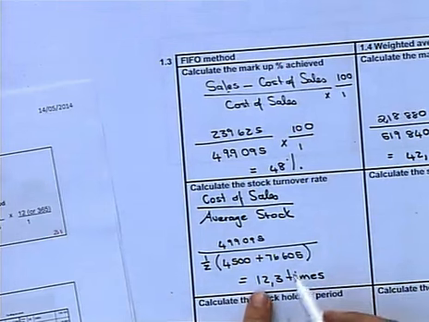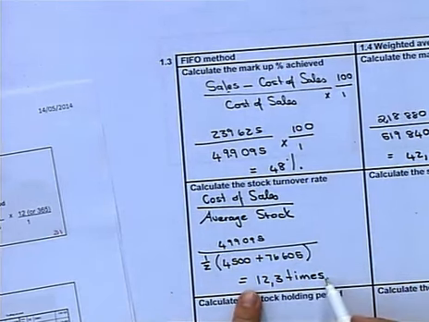So if a year has 12 months, then it means my stock actually is sold faster than a month, because the stock turns 12.3 times per year, if you have to interpret it that way.